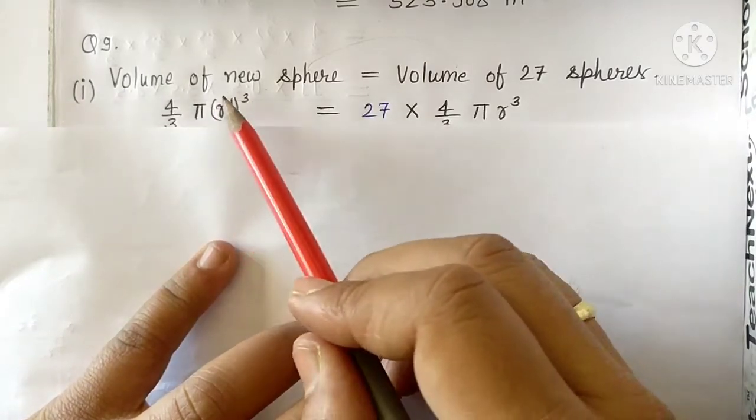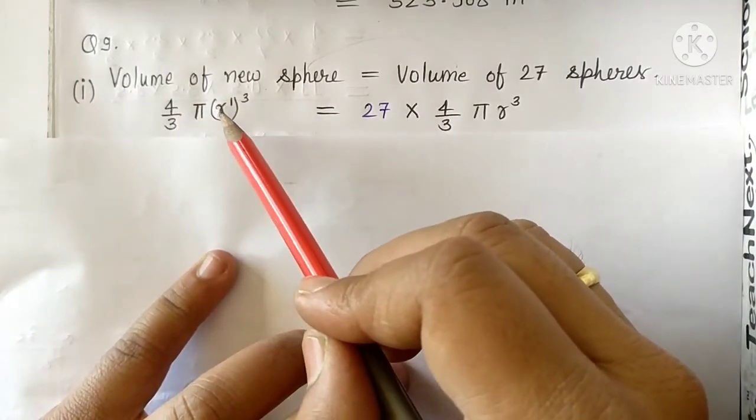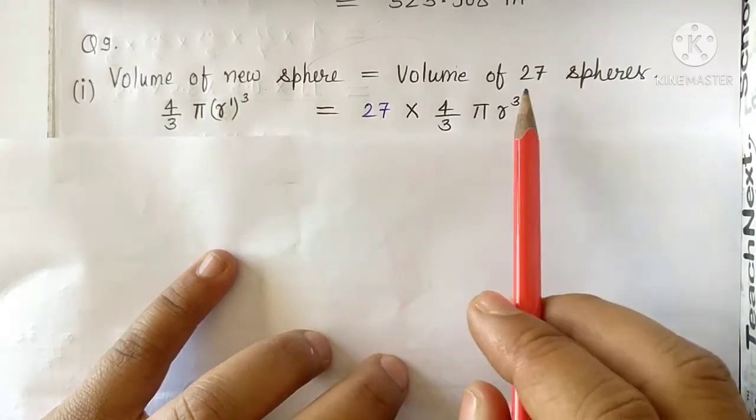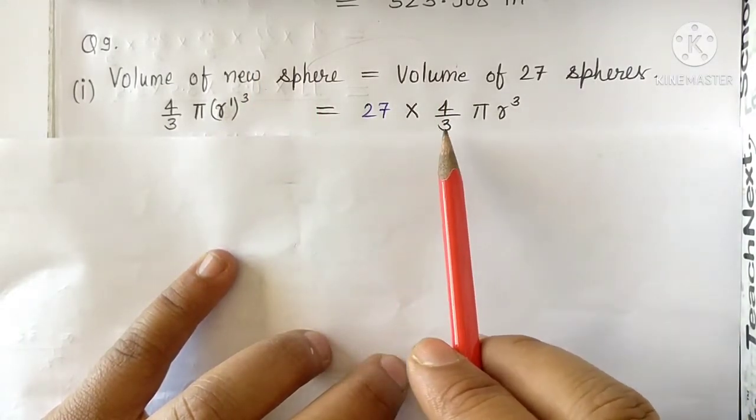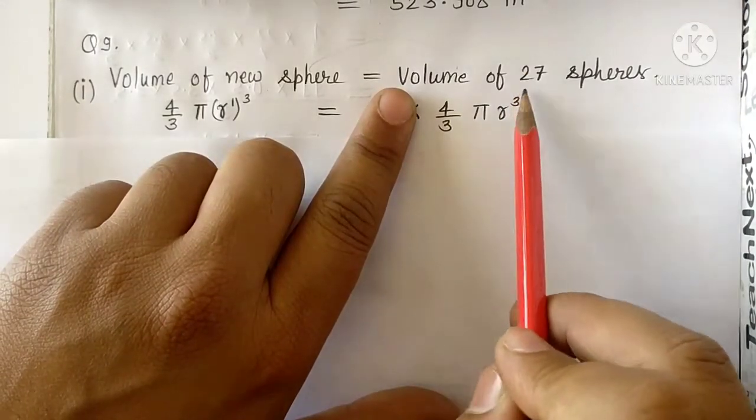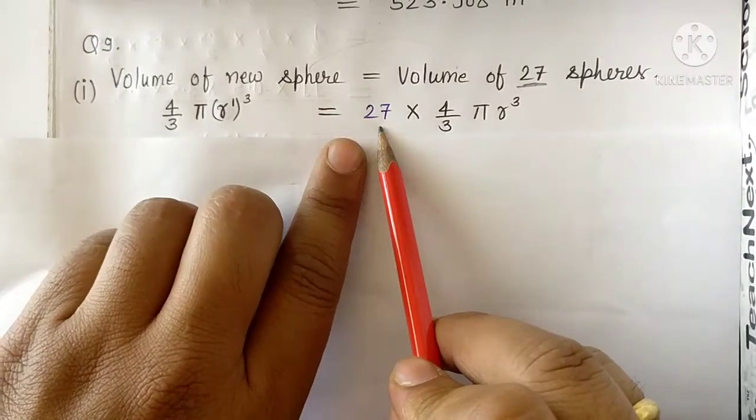So the volume of the new sphere is 4 upon 3 pi r dash cube. Why are we writing r dash? Because this is the new sphere. And the volume of 27 spheres is 27 multiplied by 4 upon 3 pi r cube. The volume formula is 4 upon 3 pi r cube, and since there are 27 spheres, we multiply by 27. Clear?